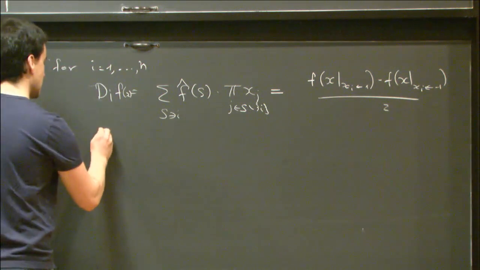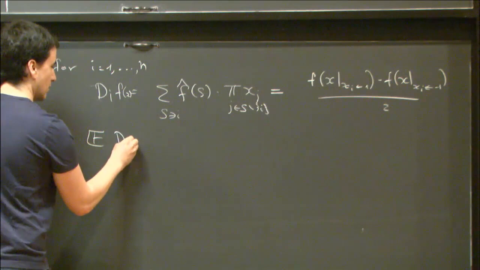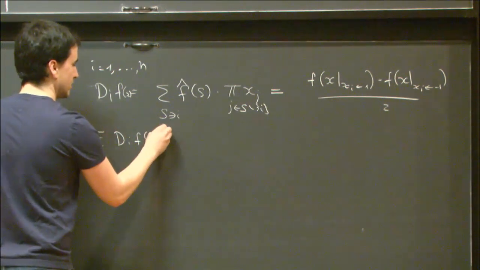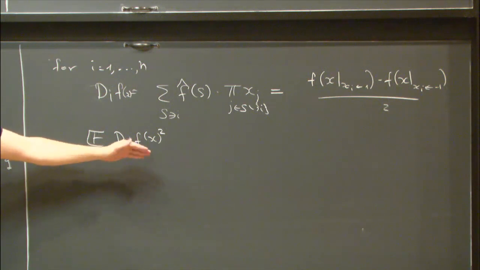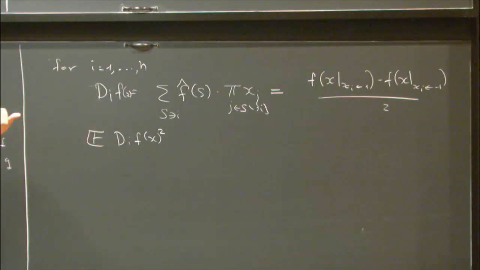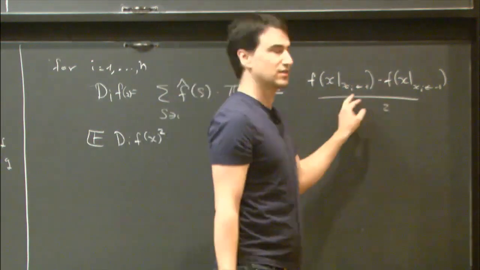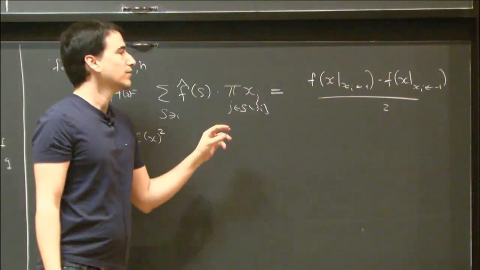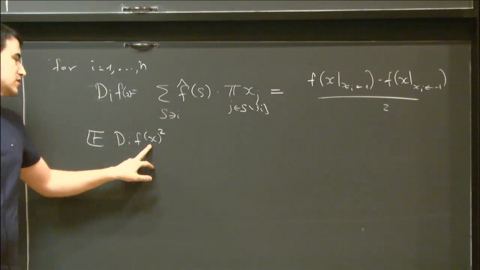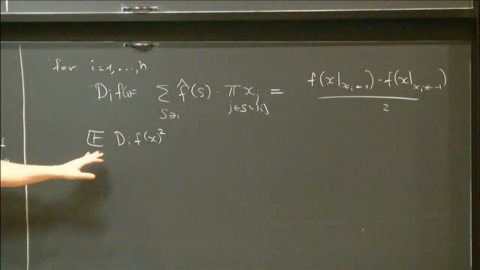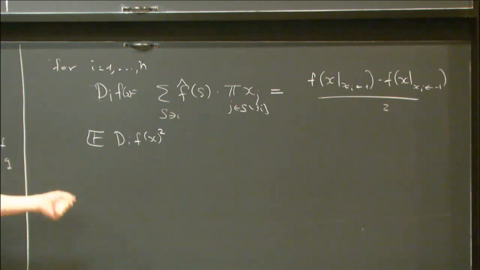Okay, so what is the expected value of this squared? So first, what does this mean? The derivative squared just measures if the ith coordinate is influential for the given input x, right? If both of them are equal, it means that it doesn't matter if I change xi. If they are not equal, then it is either +1 or -1, but if I take it squared, then it is +1. So it just measures what's the probability that the ith coordinate is influential.